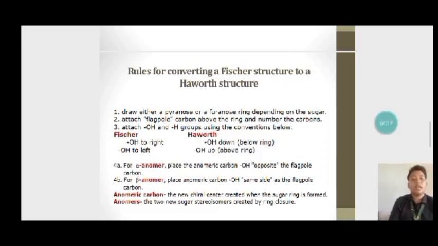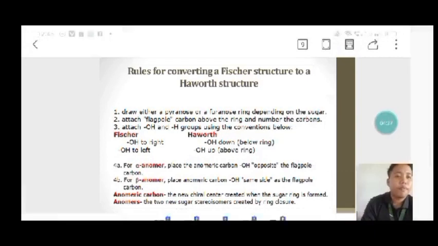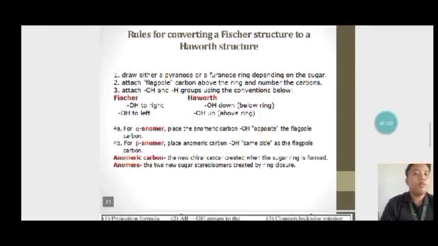So, third is, attach the OH and H groups using the conventions below. Muna siya Fischer OH to right, OH to left, and the Haworth is OH down below the ring, OH up above the ring. So, number 4 is the anomer. Anomer: place the anomeric carbon OH opposite the flagpole. So, ato siyang flagpole carbon. So, atong sa anomer A ni siya is atong ibutang ang carbon OH sa opposite sa flagpole carbon.